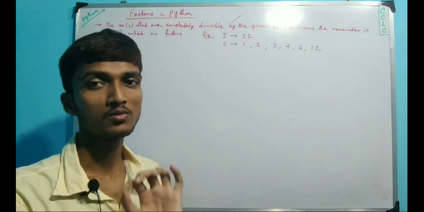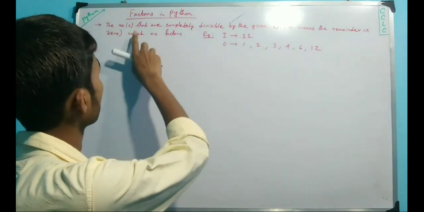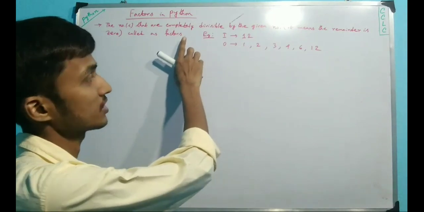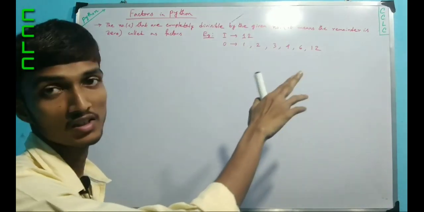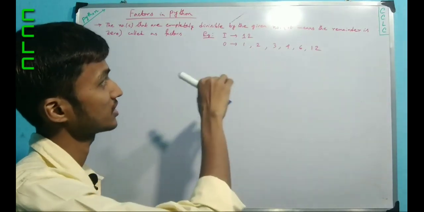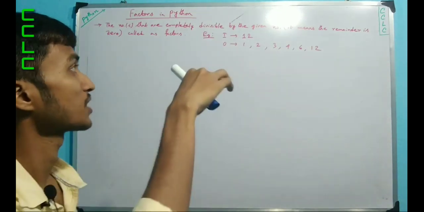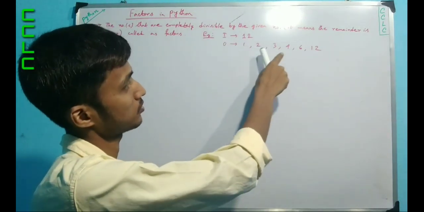So first, what are factors? The numbers that are completely divisible by the given number. It means the remainder is 0, called factors. For example, if the input is 12, the output is 1 2 3 4 6 12.